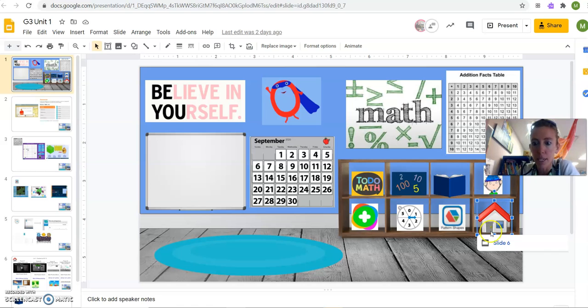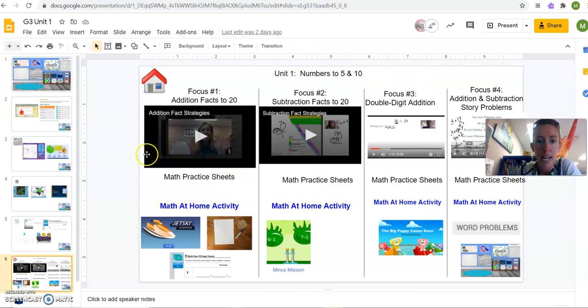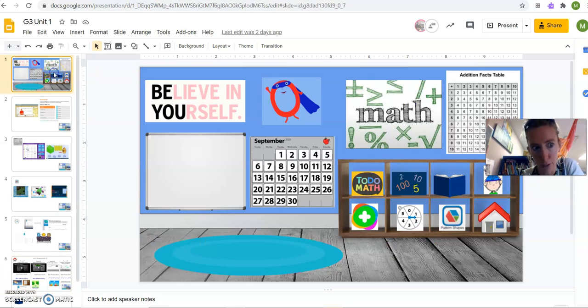Then this home button is a good one to know of, because that's where all the videos are, that's where all the practice sheets are, the math at home activities in case a parent wants to do something at home, and then just some more games, even more games. Okay, so this is really for when they're at home or for the parents to have somewhere to go to see what you're doing in the classroom for the next month or two.